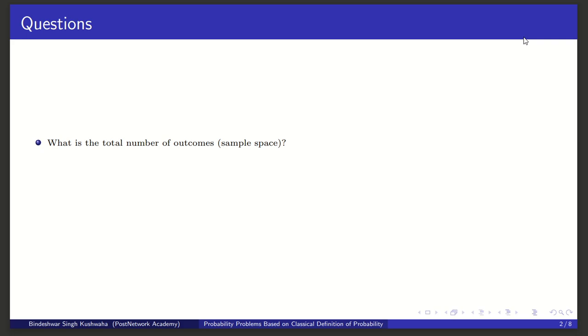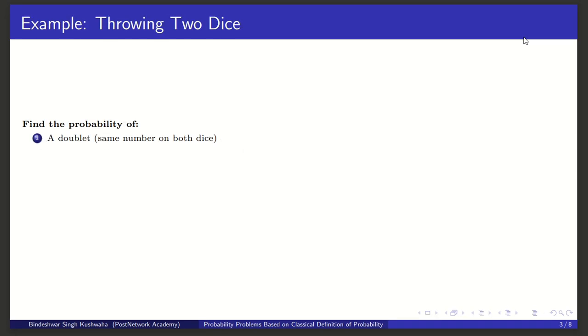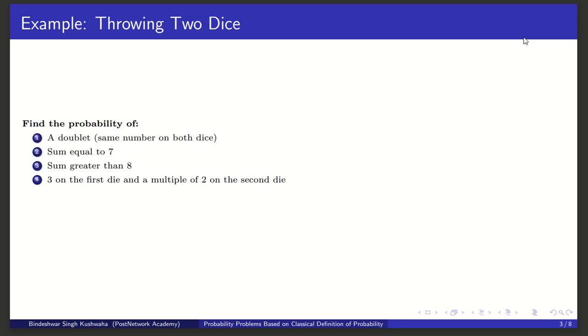So there would be questions like what is the total number of outcomes? How do we determine favorable cases? How do probability rules apply to the problem? So let us see one example. Find the probability of a doublet, sum equal to 7, sum greater than 8, 3 on the first die and a multiple of 2 on the second die, prime number on the first die and odd prime on the second die. And these problems you will solve when you are throwing 2 dice.